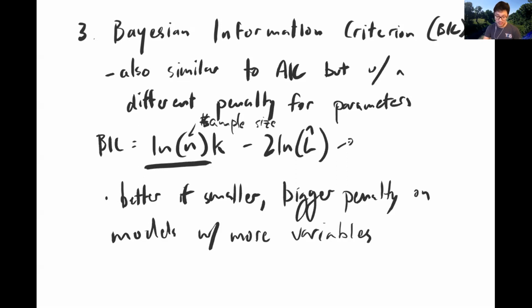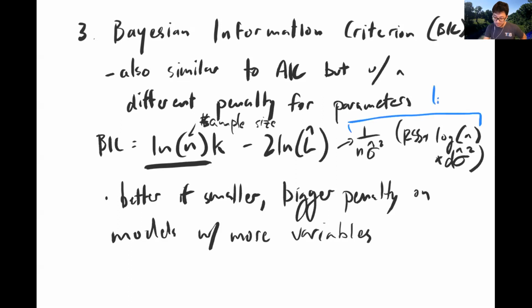And in the linear model, this is something also quite similar. Log of n times that. And so this is a linear model. Okay. So that's AIC, Mallows' Cp, and BIC.